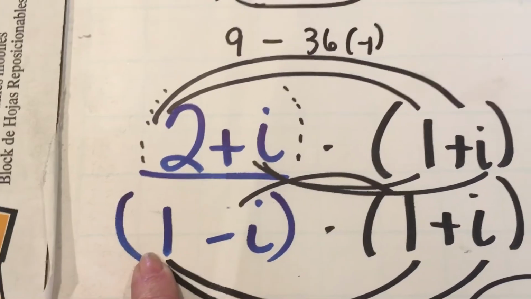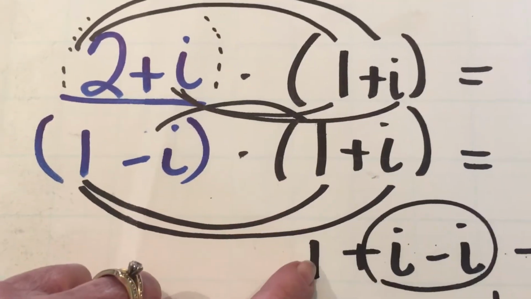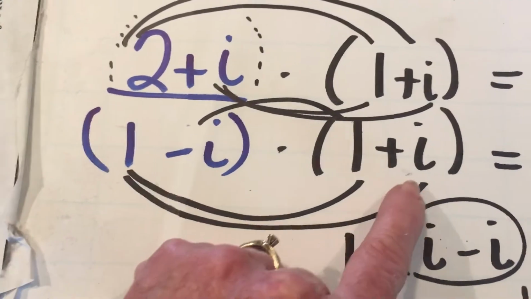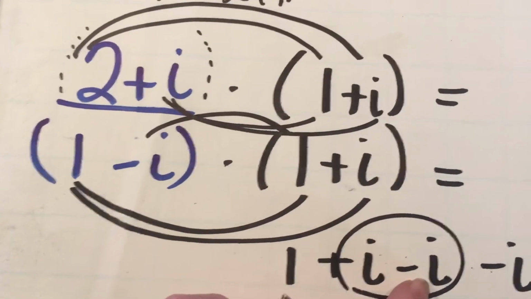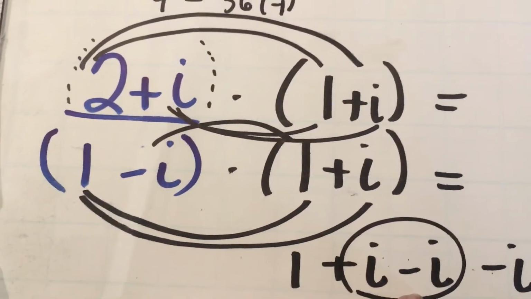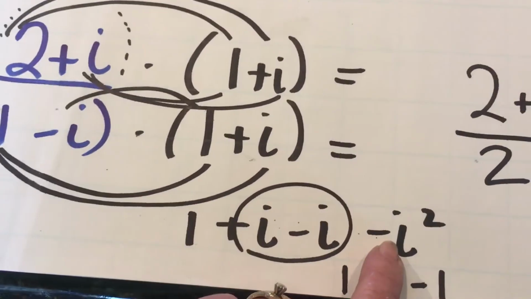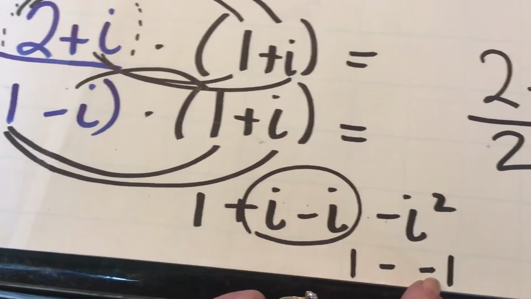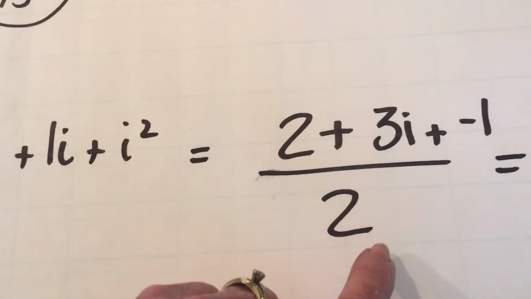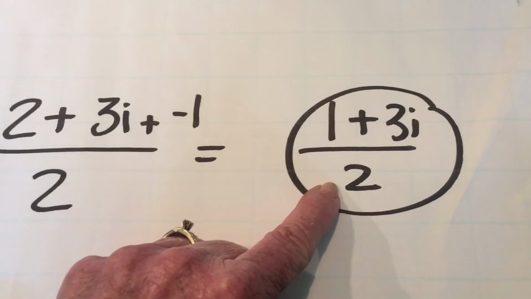Back to the denominator. The complex conjugate of 1 minus i is 1 plus i. When we FOIL, 1 times 1 gives us 1. 1 times positive i gives us positive i. Negative i times 1 gives us negative i. Again, I've circled those because they zero out. Negative i times positive i gives me negative i squared. Negative i squared is the same thing as negative 1. So we have 1 minus negative 1, or a denominator of 2. So our final answer is 1 plus 3i divided by 2.